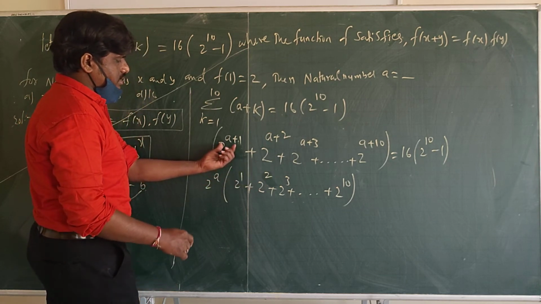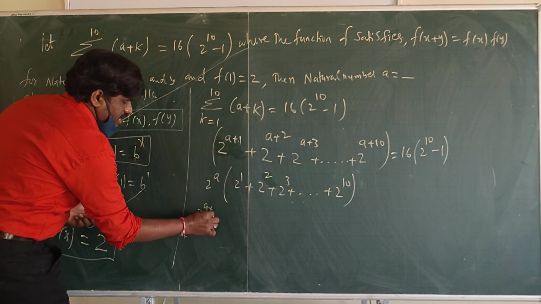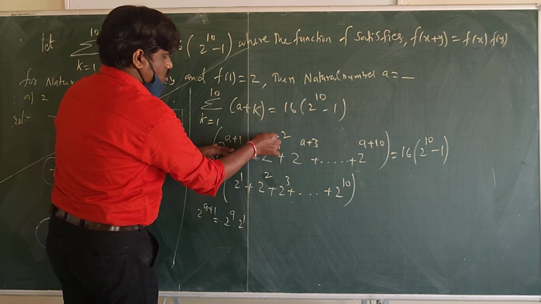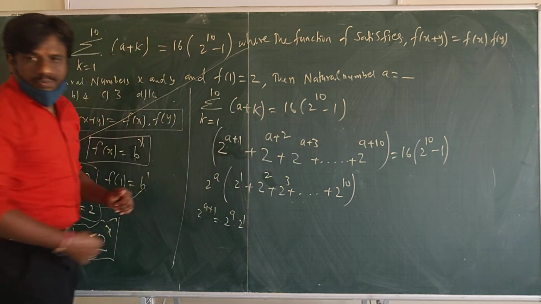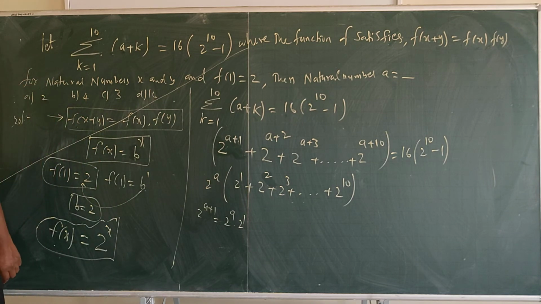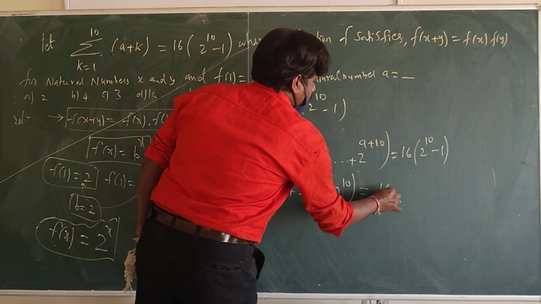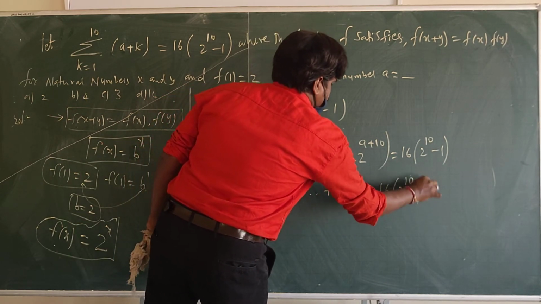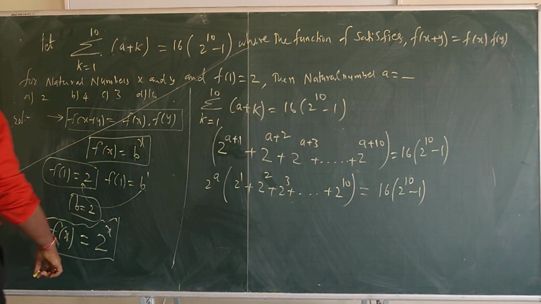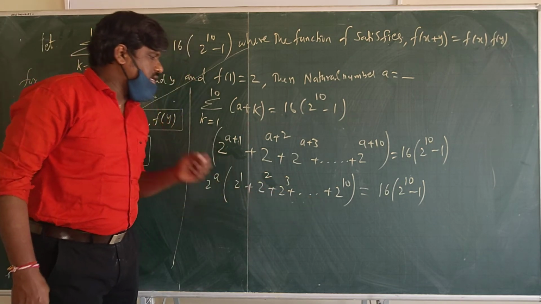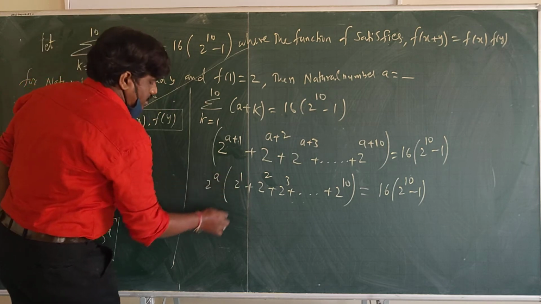I hope you understand. 2 to the power of a plus 1 can be written as 2 to the power of a into 2 to the power of 1. Here also 2 to the power of a into 2 square. So you have taken 2 power a common out, and this is equal to 16 into 2 to the power of 10 minus 1. And this is the sum of a GP. See here, 2 power 1, 2 square, 2 cube. This is in GP.